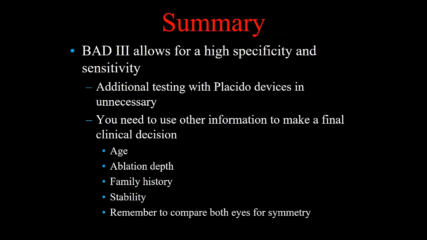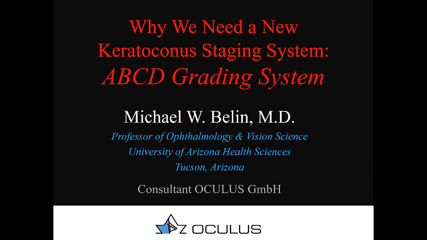In summary, the BAD allows high specificity and sensitivity. I have not used a Placido device in more than a decade. You need, as I said already, other information to make the final decision: age, ablation depth, family history, stability, and always remember to compare both eyes for symmetry. Two normal eyes that are highly asymmetric is a red flag. Why did I go over that? Because everything now on the ABCD actually was derived from the observations we made with the BAD display.